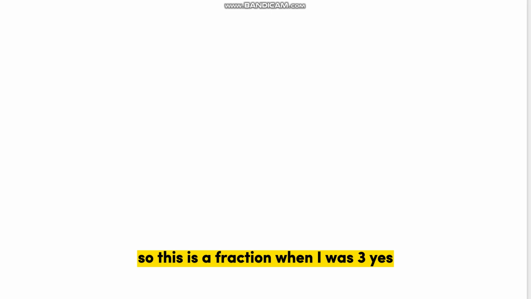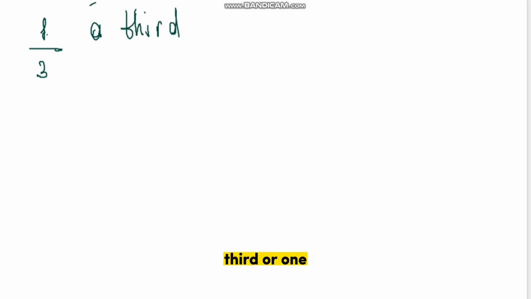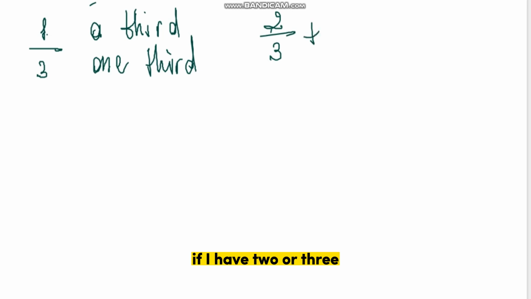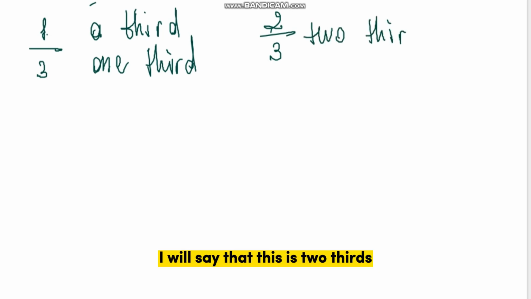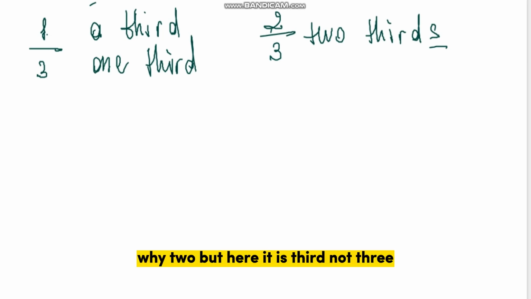Okay, let's see how we can read the fractions. So this is a fraction, 1/3. We read it as a third. If I have 2/3, I will say that this is 2 thirds. Why 1, why 2, but here it is third, not 3?